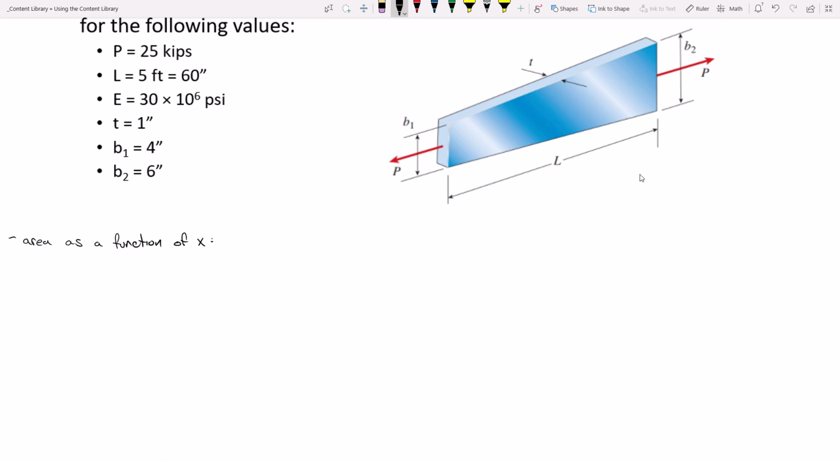So let's call this x is 0. Let's call this x is L. Now what is L for this problem? 60 inches. So would you agree with this? Would you agree that at x equals 0, the width is 4, and at x equals 60, the width is 6? Would you agree with that?